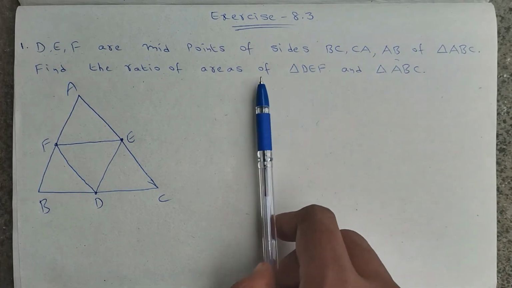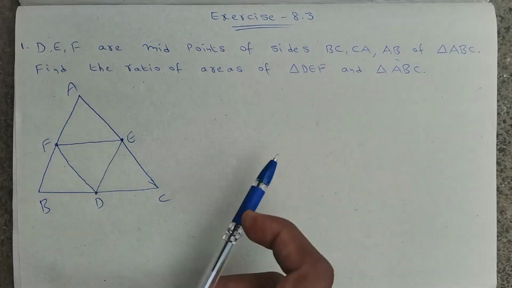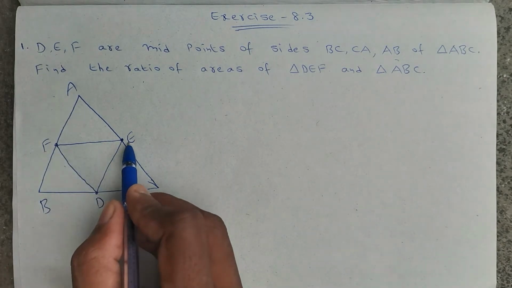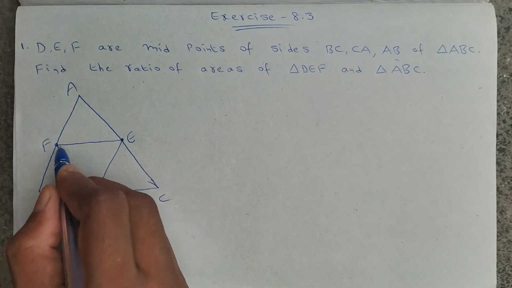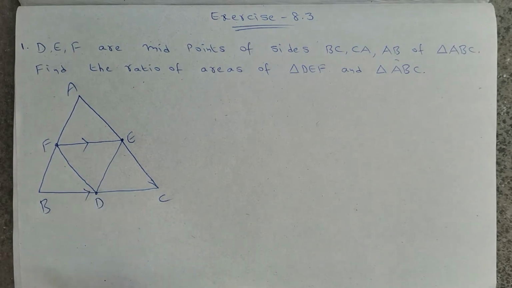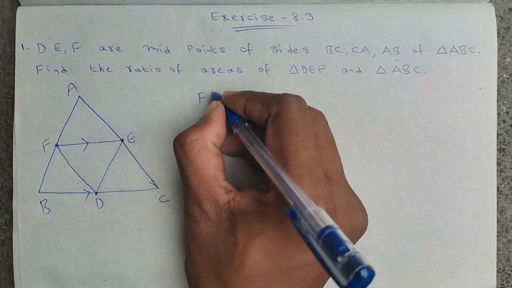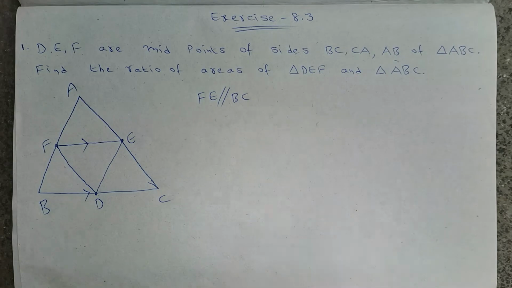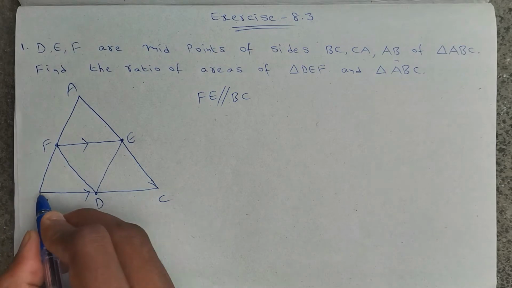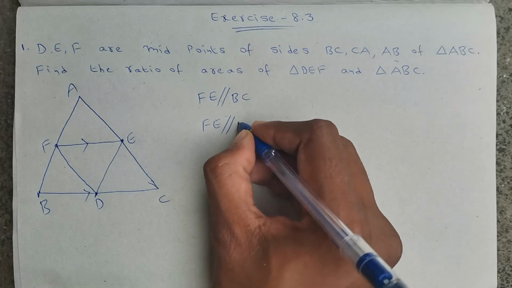So first, before finding the ratio of these two triangles, we need to show that the smaller triangle is similar to the bigger triangle. So let us check how to show that. Here F and E are the midpoints, so this line FE is parallel to line BC. FE is parallel to BC, so FE is parallel to the whole line BC, which means FE is parallel to BD also. Yes, FE is parallel to BD.